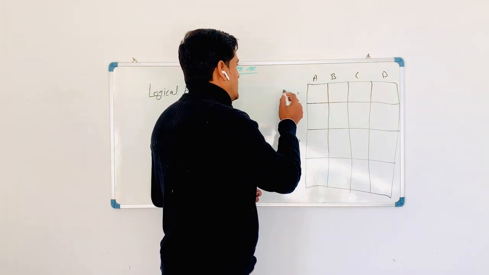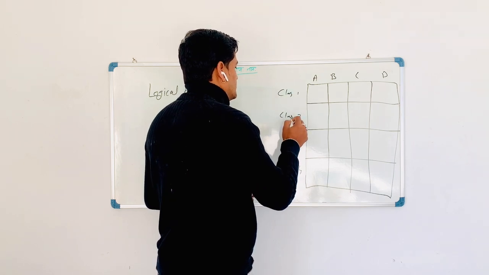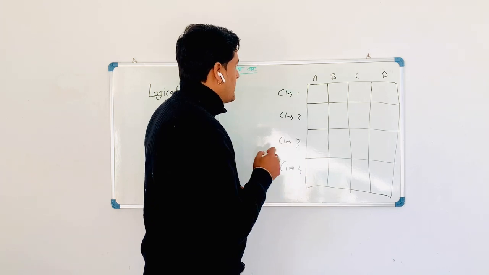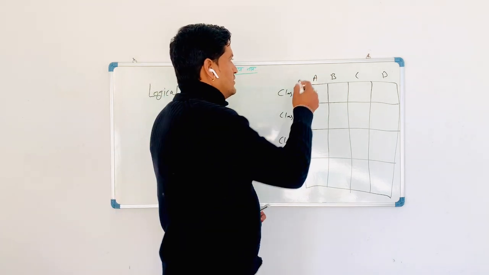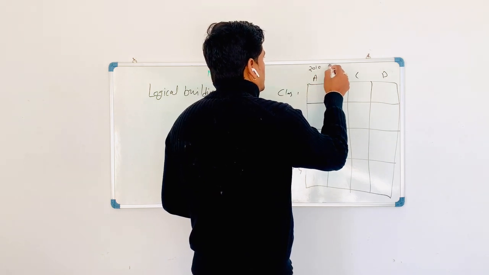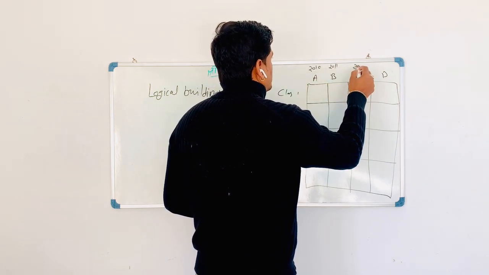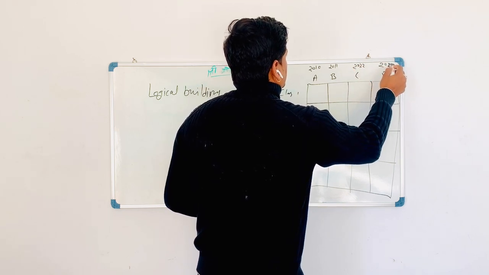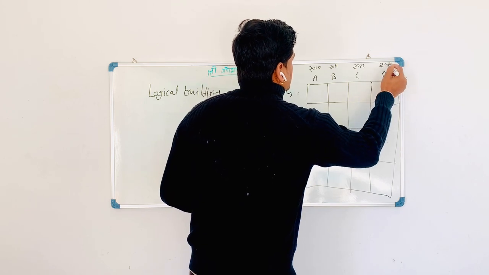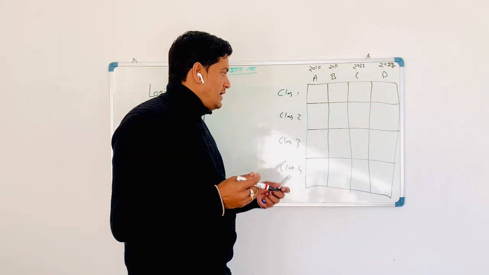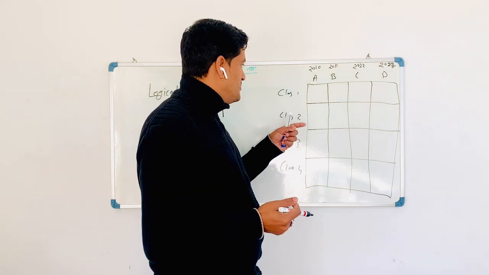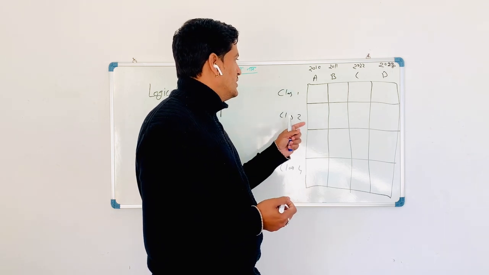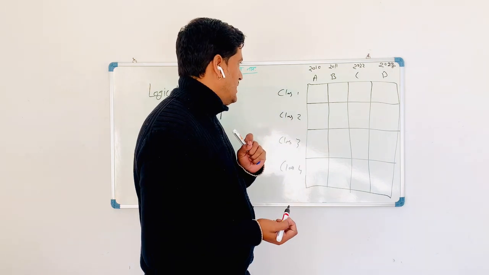For example, this is class 1, class 2, class 3, class 4, and these are the racks: 2010, 2011, 2020, 2023, and so on. So if I ask you to go to that room, to the data cupboard, and bring the class 2 book of 2011.